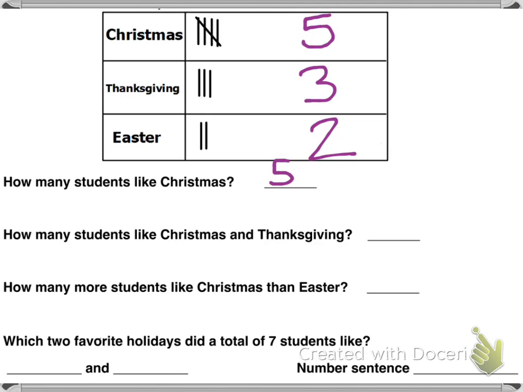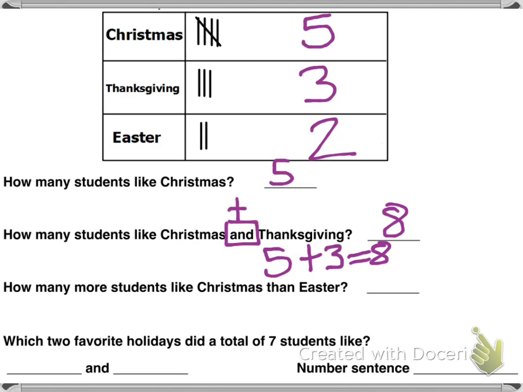Now it says, how many students liked Christmas and Thanksgiving? That means we're going to have to add the total amount of votes for Christmas and the total amount of votes for Thanksgiving. So we're going to do 5 plus 3, which gives us 8. So our answer is 8.